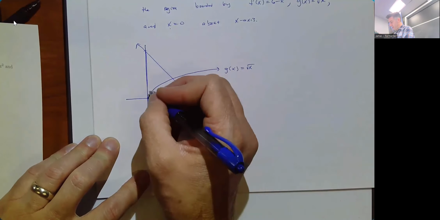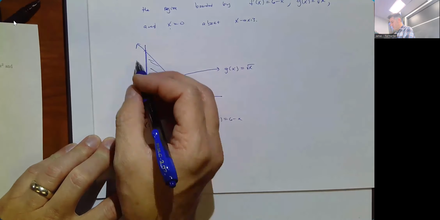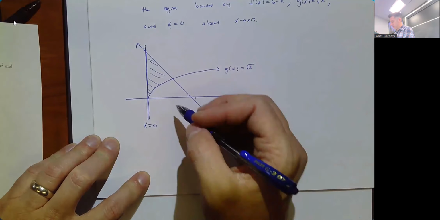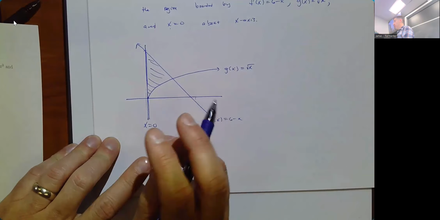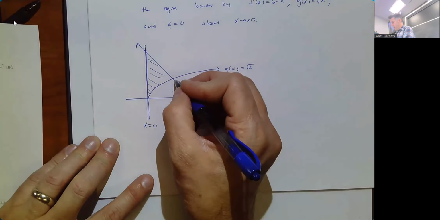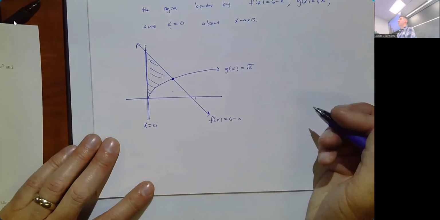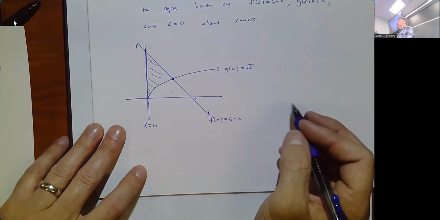So we are looking at this region here between x equals 0, f of x equals 6 minus x, and g of x equals the square root of x. Not that little region right there. Be careful. It's easy to accidentally get this one listed that way. So how did I find this point here? Well, the real truth is I guessed. I didn't set these equal to each other and square both sides and try and solve it.